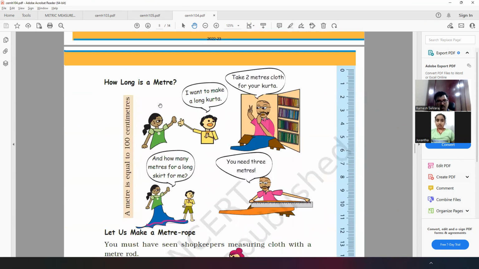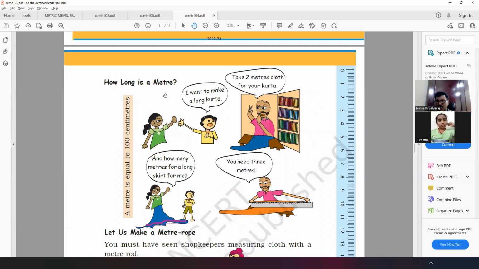See here, how long is a meter? I want to make a long kurta. Take 2 meters cloth for your kurta. And how many meters for a long skirt for me? You need 3 meters. See, this kind of thing, they will measure the cloth using the scale. That's the purpose. They will be using like a meter.